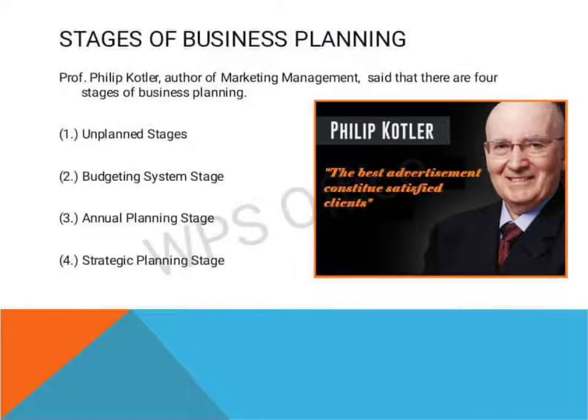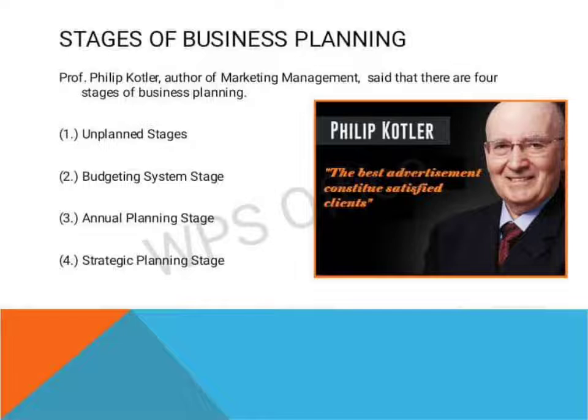Stages of business planning. Professor Philip Kotler, author of Marketing Management, said that there are four stages of business planning. Businesses which have passed this stage are on their way to sophisticated planning. Many enterprises are classified in each of these stages. The first stage is the unplanned stage. At the start of the business, the owner-manager is busy looking for funds, customers, materials, and equipment. He has no time for planning. His entire attention is devoted to the daily operations of the business in his intense desire to survive.